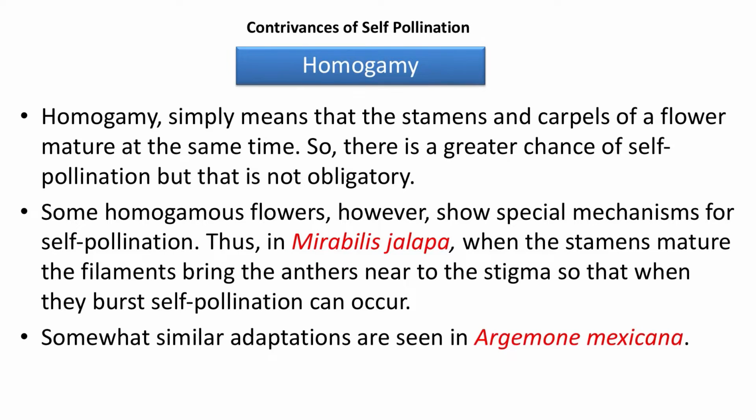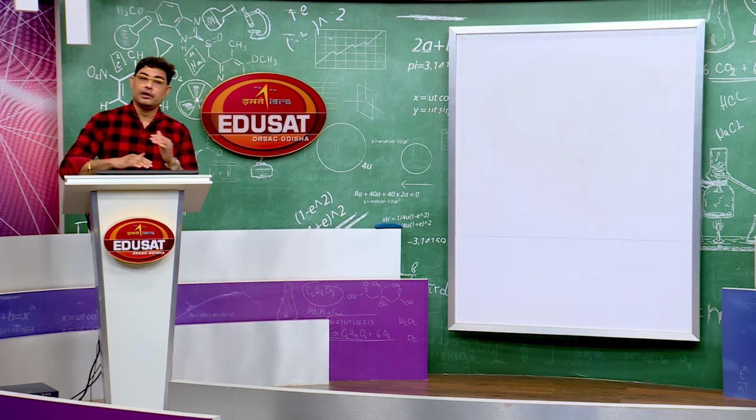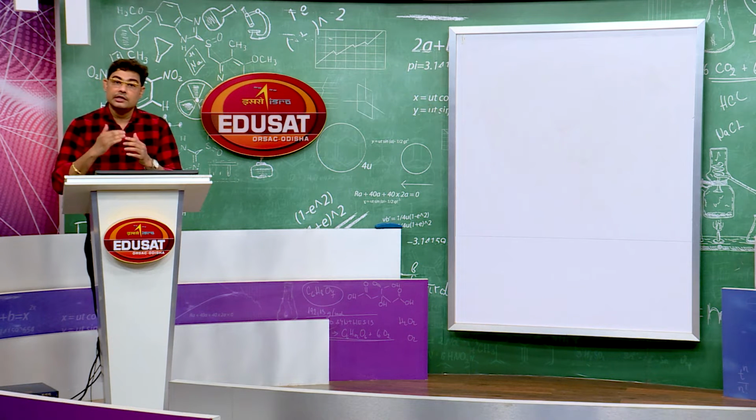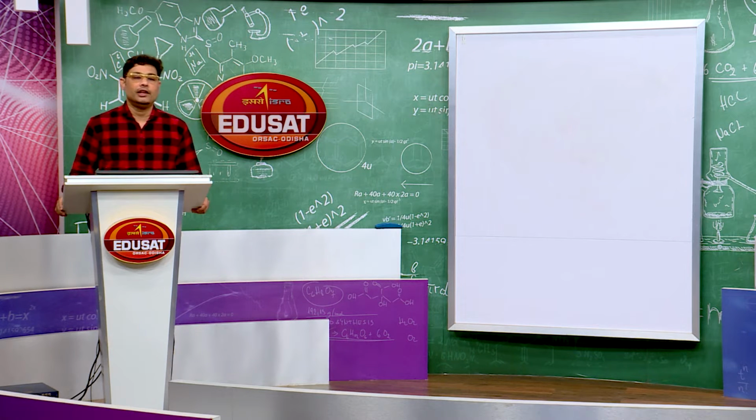Homogamy. Homogamy means same time maturation of both the parts, both male part and female part. Naturally, when both the male part and female part of a flower mature at the same time, the chance of self pollination is more than cross pollination. Of course, self pollination is not obligatory, cross pollination also can take place, but the chance of self pollination is more than cross pollination.